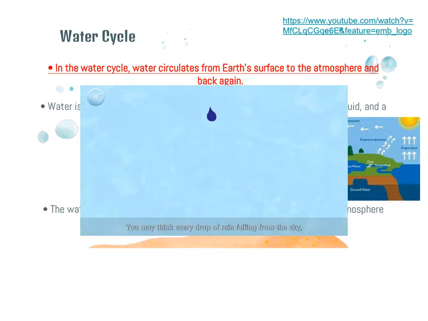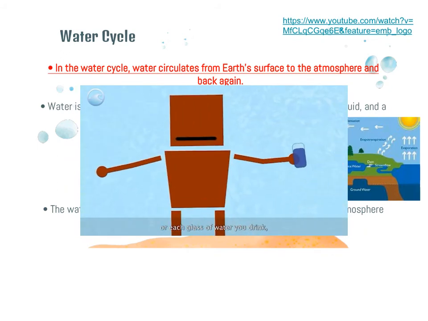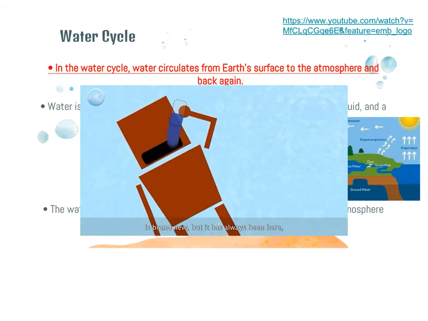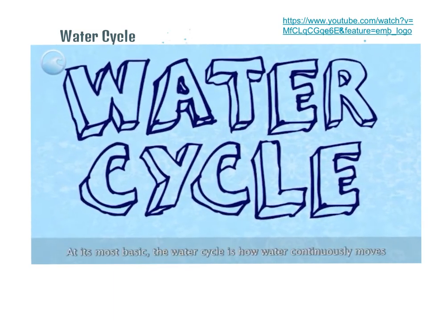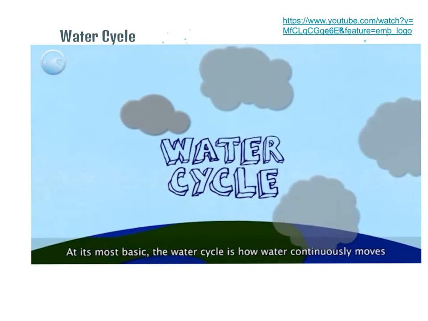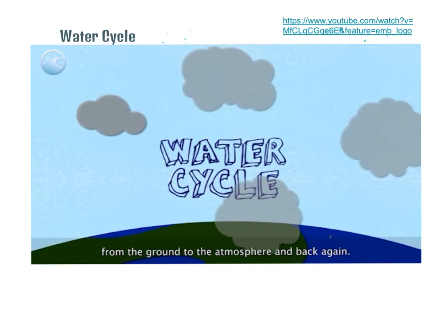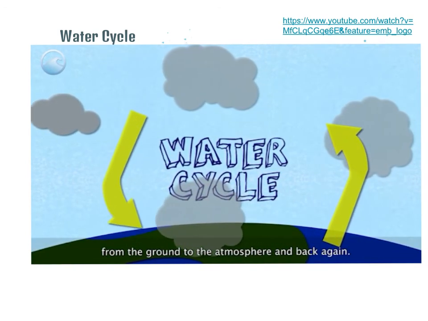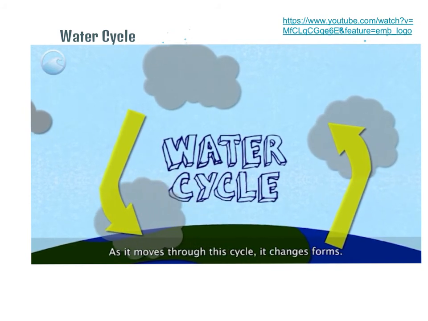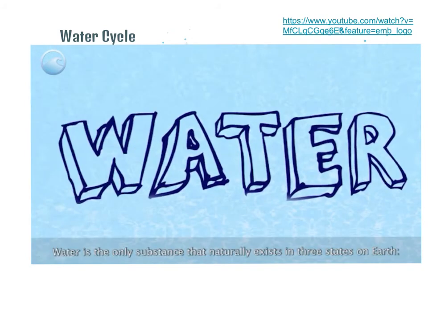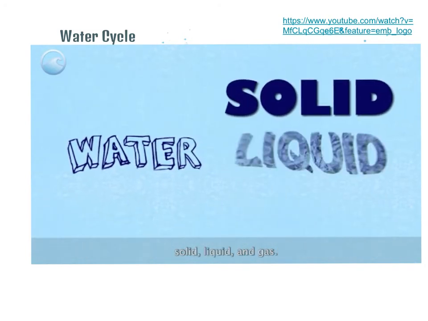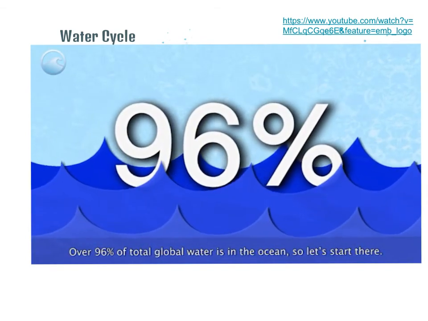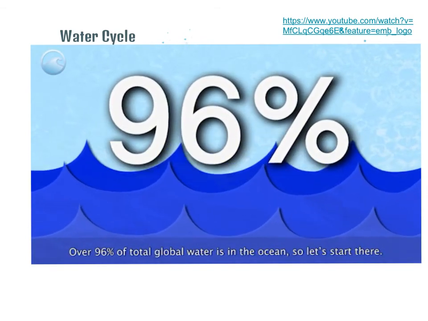You may think every drop of rain falling from the sky or each glass of water you drink is brand new, but it has always been here and is a part of the water cycle. At its most basic, the water cycle is how water continuously moves from the ground to the atmosphere and back again. As it moves through this cycle, it changes forms. Water is the only substance that naturally exists in 3 states on Earth: solid, liquid, and gas. Over 96% of total global water is in the ocean, so let's start there.